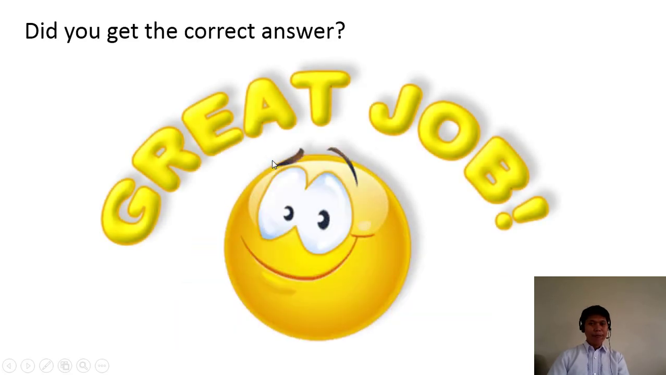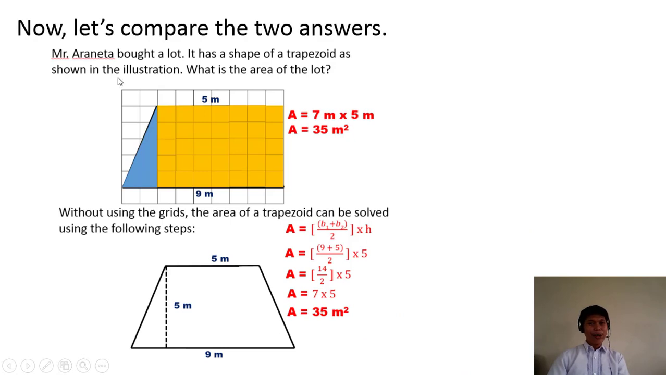We are going to compare. By the way, did you get the correct answer? We are going to compare the two answers this time. Using the first solution, we have 7 times 5, which is 35, and using the formula base 1 plus base 2 divided by 2 times height is 35. The same results came out. Therefore, to solve for the area of a trapezoid, we can simply use this formula so that we'll not be confused with the grids anymore. Drawing grids in the illustration will take us a lot of time.